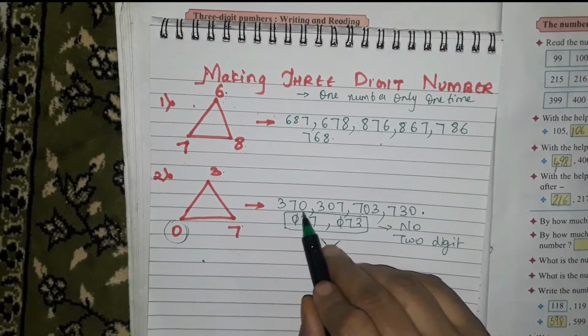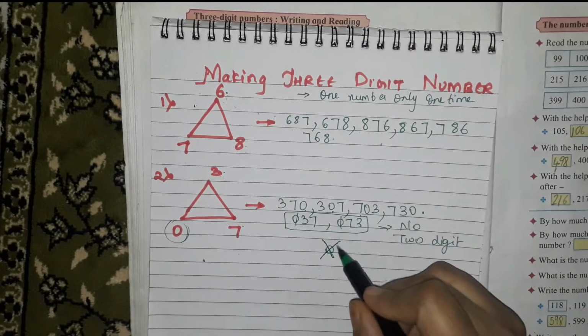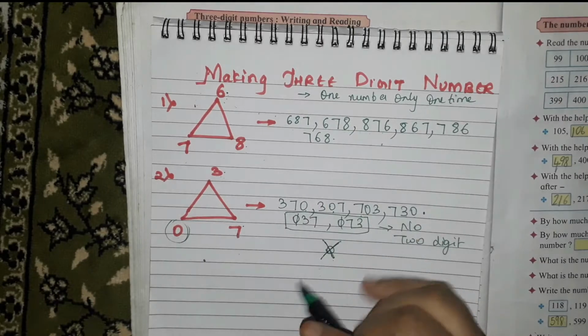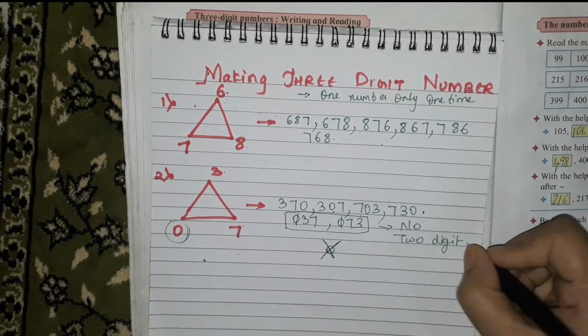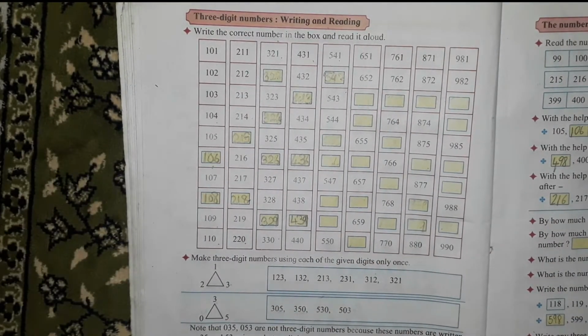We cannot keep it at the first place. We can keep it at the last, or in between, but not at the first place. So only 4 numbers are formed, because 0 is also there in the number making. I hope you understand this. You can solve the further examples given in your textbook.